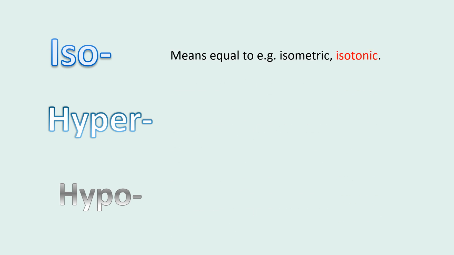That is looking at different solutions, and it's a way of describing the concentrations of solutes that are dissolved in them. So iso means equal to, so isometric, and what we're going to be referring to in the red, isotonic, which means that the concentrations will be the same.